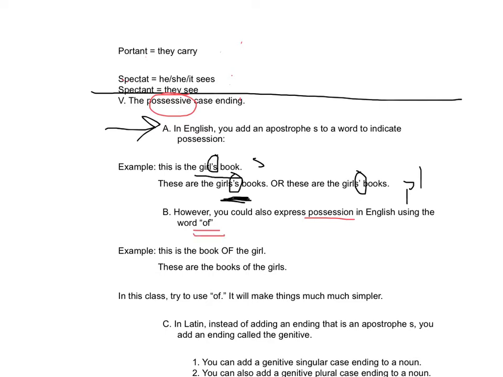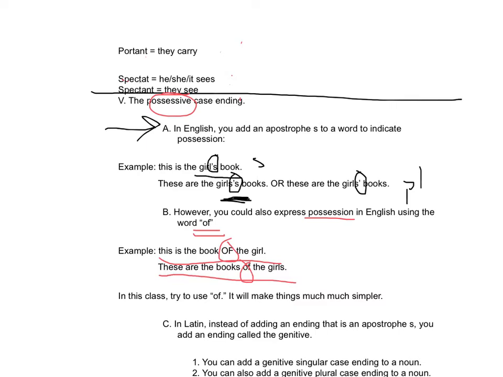So I want you to associate that word of with the possessive case ending in Latin, the genitive. So instead of saying this is the girl's book, you could say this is the book of the girl. A little bit more awkward in English, I admit that. But I want you to use that if you can, because it's a better system to remember what the genitive is used for. And then of course you can say in the plural, these are the books of the girls. I like of for this class better than apostrophe S.